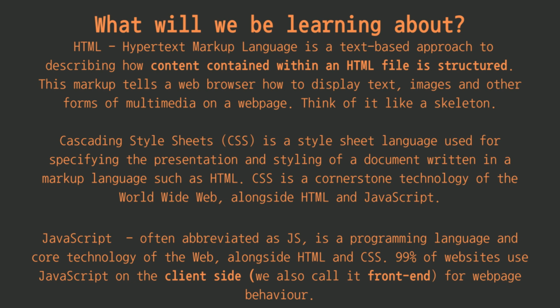JavaScript, often abbreviated as JS, is a programming language and core technology of the web, alongside HTML and CSS. 99% of websites use JavaScript on the client side. We also call it front-end for web page behavior.